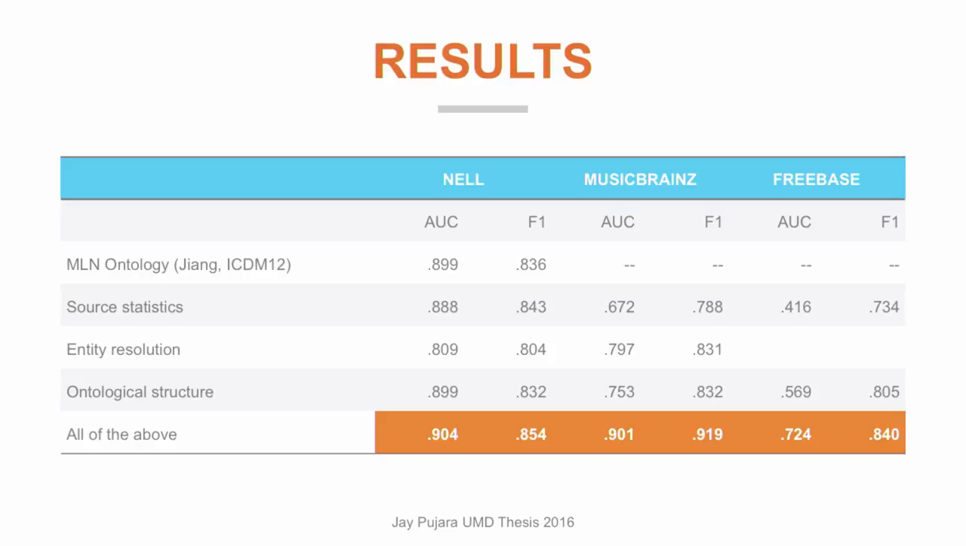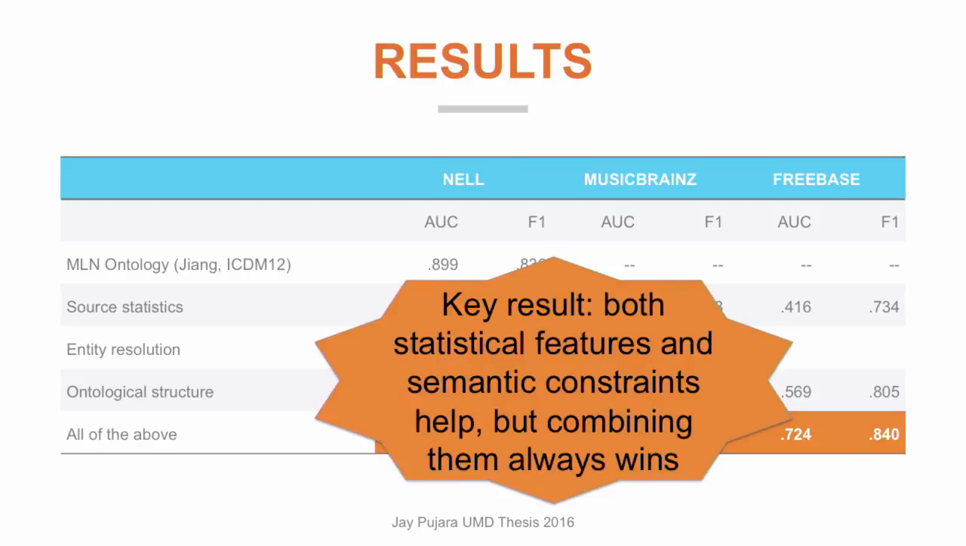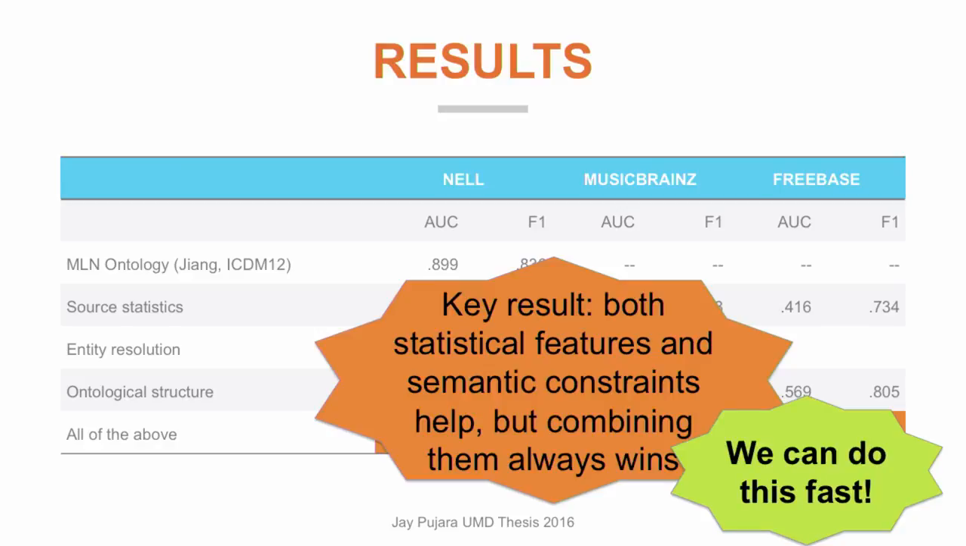he was able to show that across these 3 different settings, using each of the aspects of structure prediction that I talked about, we can improve performance. And that's great, but we can also do it fast. So we can do this in a way that takes a few minutes even over these really large knowledge graphs.